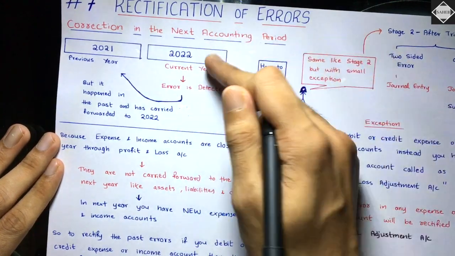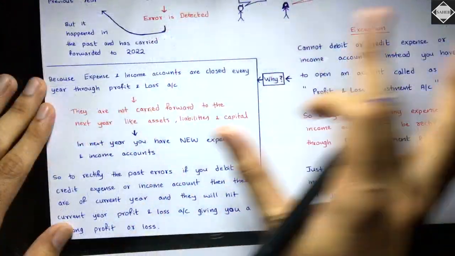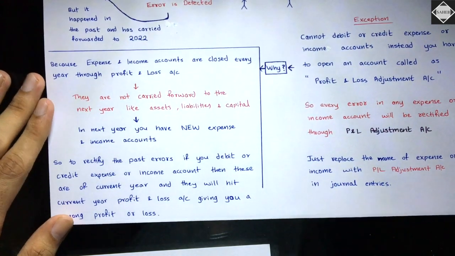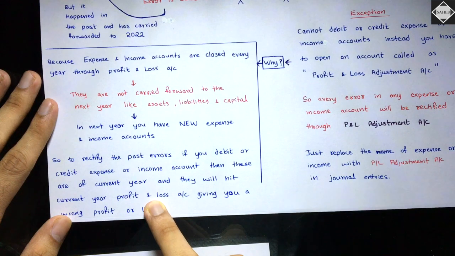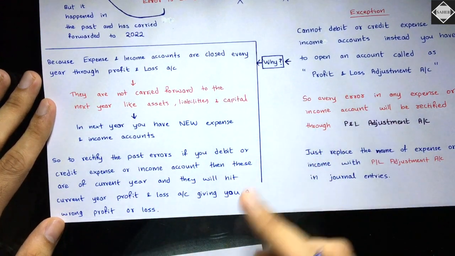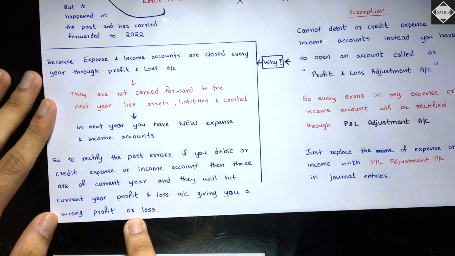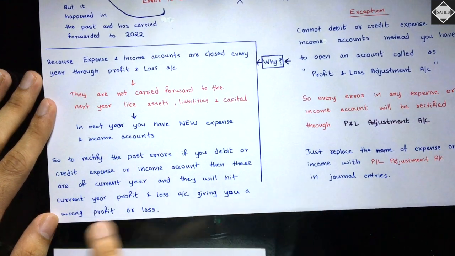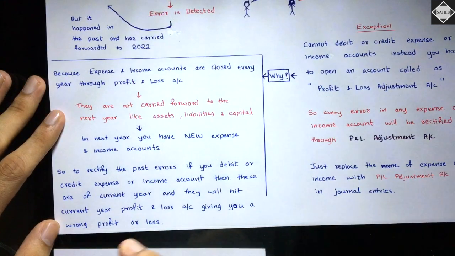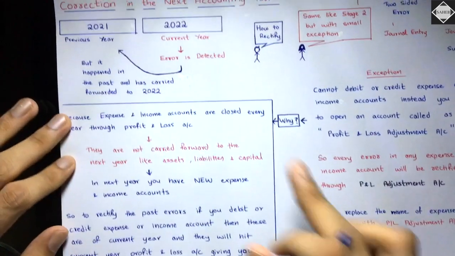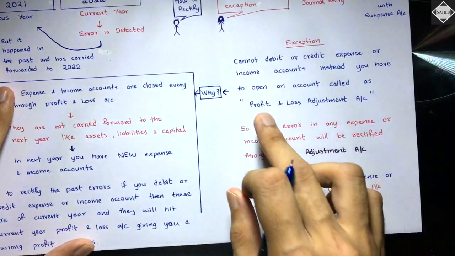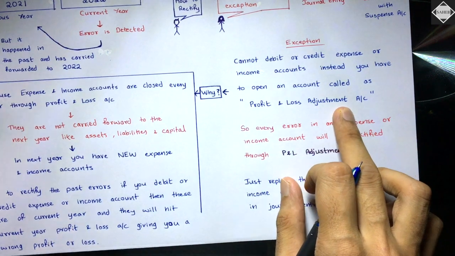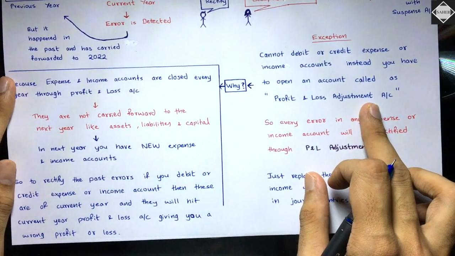So the new accounts are being debited or credited and you are not rectifying anything. If you do that, they will hit the current year profit and loss account and mess up your current year net profit or loss, giving you a wrong profit or loss, because those errors happened in the previous accounting period. Is that clear? So that is why you have to make use of this profit and loss adjustment account. That's the logic behind this.